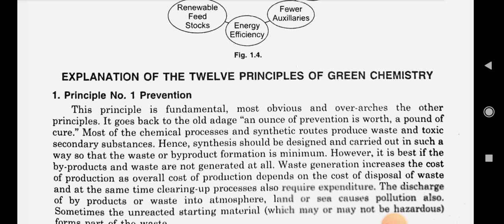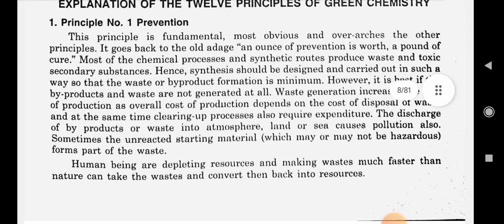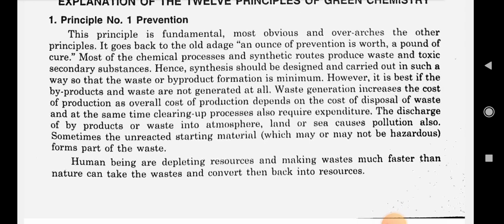Explanation of the 12 principles of green chemistry. Principle number 1, Prevention. This principle is fundamental, most obvious, and overarches the other principles. It goes back to the old adage, an ounce of prevention is worth a pound of cure. Most chemical processes and synthetic routes produce waste and toxic secondary substances. Hence, synthesis should be designed and carried out in such a way that waste or byproduct formation is minimal. However, it is best if byproducts and waste are not generated at all.